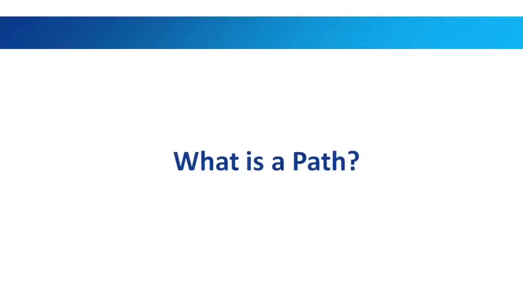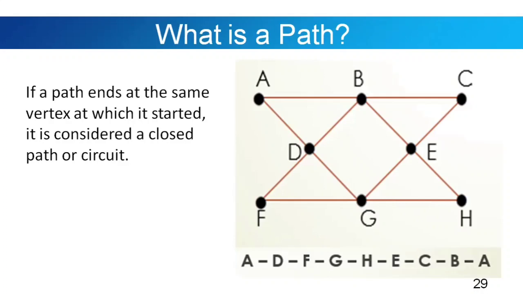What is a path? A path is any route along the edges of a graph. A path may follow a single edge directly between two vertices, or it may follow multiple edges through multiple vertices. If a path ends at the same vertex at which it started, it is considered a closed path or circuit. So, if your path is open, then it is only a path. But if it started and ended at the same point, then that path is considered a circuit.